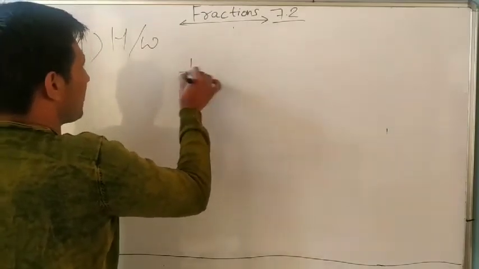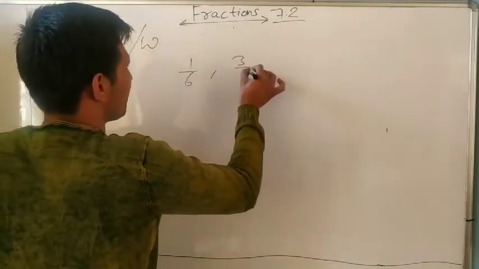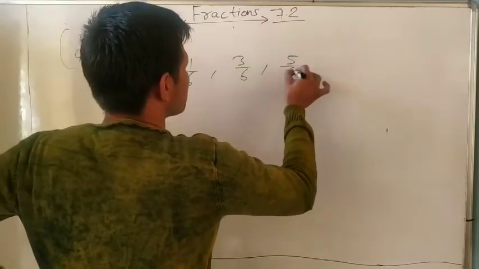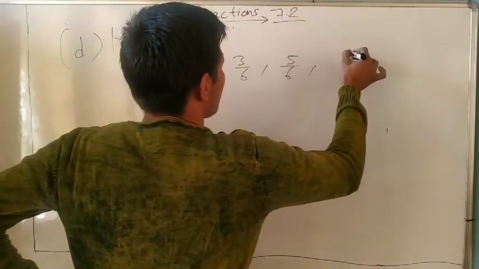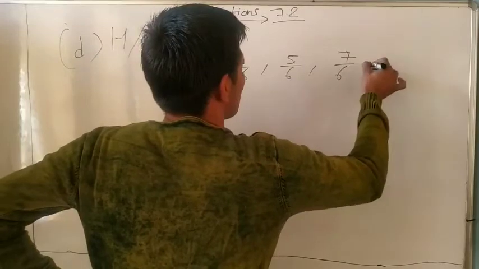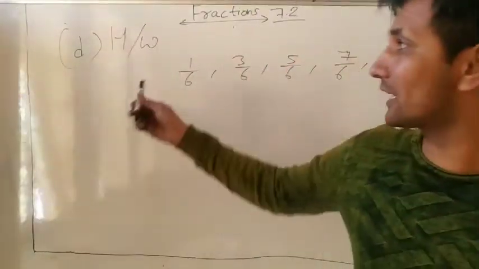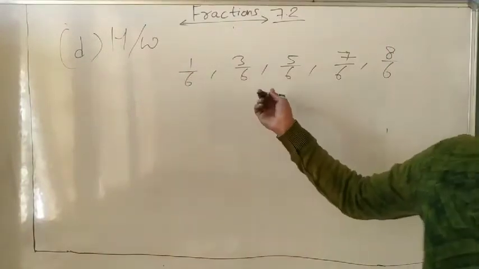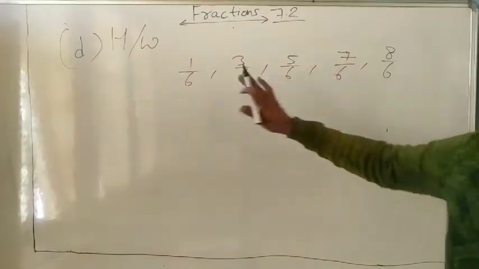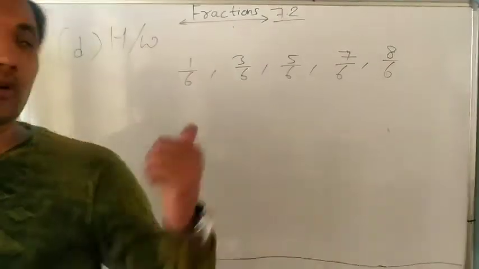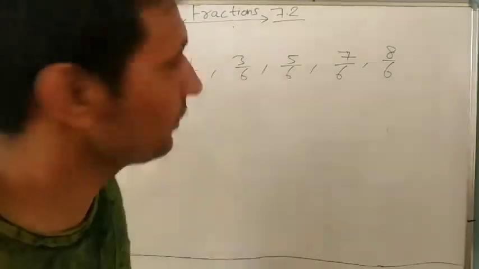So write, represent 1 upon 6, 3 upon 6, 5 upon 6, and 7 upon 6, and 8 upon 6. Represent all on number lines. It is an extra question, it is not given in your notebook, in your exercise, but you have to do it in the notebook. So next question now. Okay.